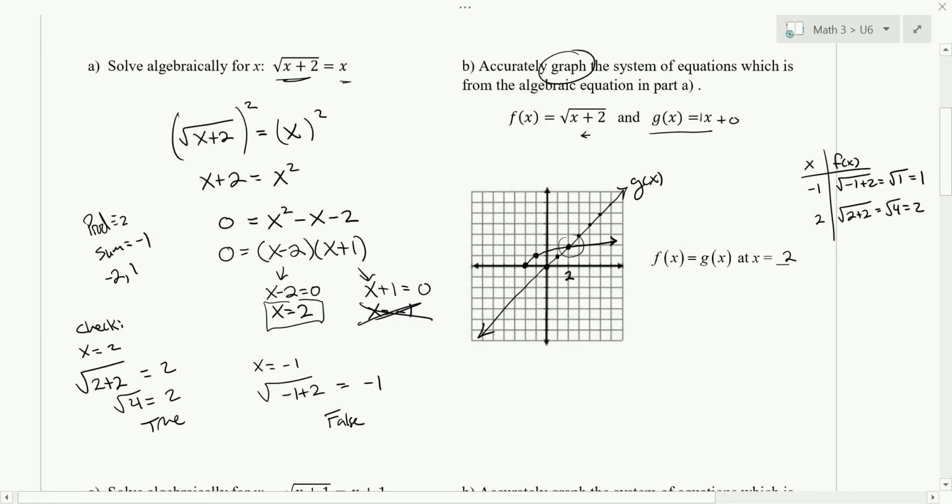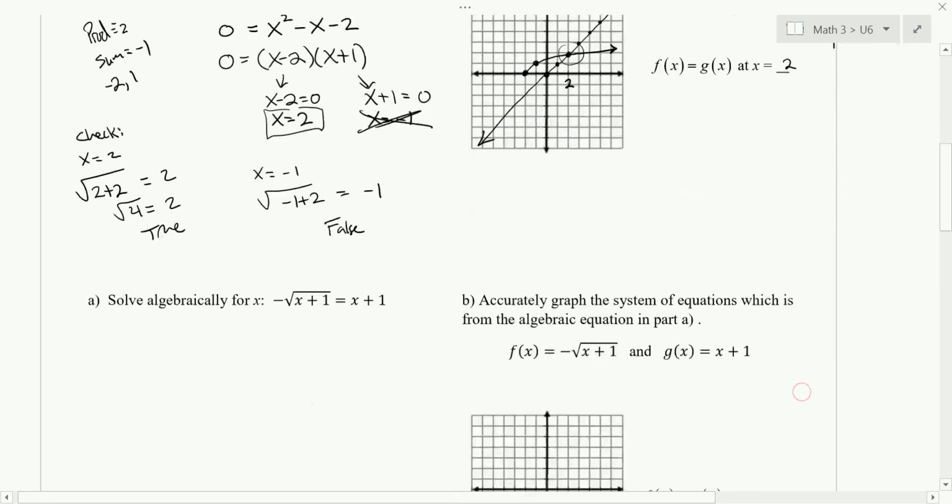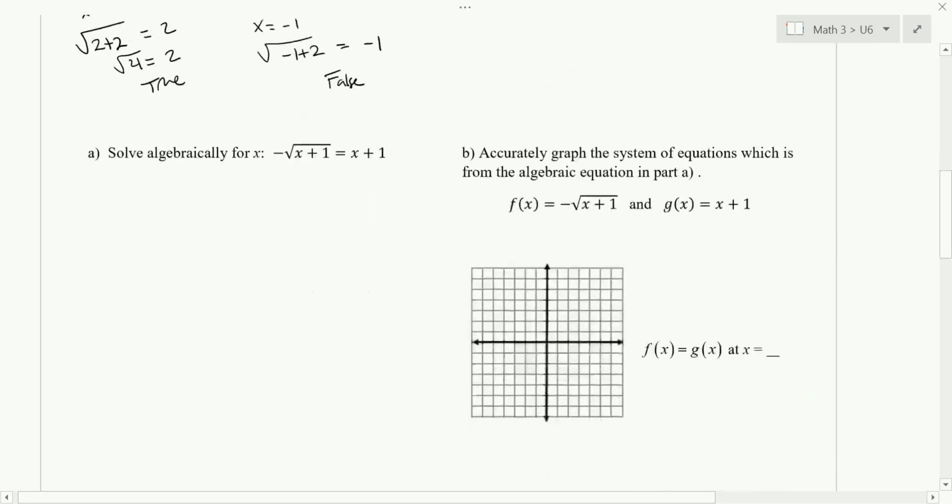So solving algebraically, solving graphically. Okay, there is that relationship there. So I want you to try that on the next one. Same kind of thing. Solve algebraically first, going through those 3 steps, and then solve graphically. And make sure both of them have the same answer.